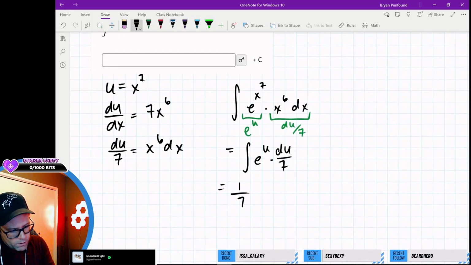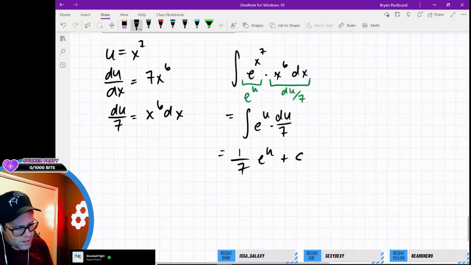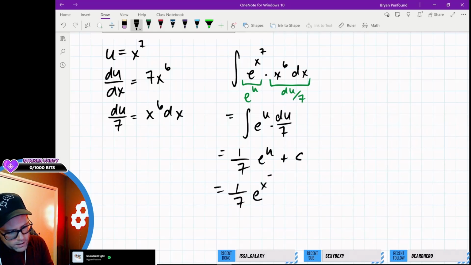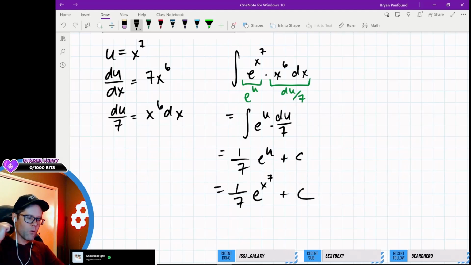We'll go ahead and factor out our 1/7. And we know the integral of e to the u is itself. So we're going to get e to the u plus c. So we're going to get 1/7 e to the x to the 7 plus c. And there we go, we are done.